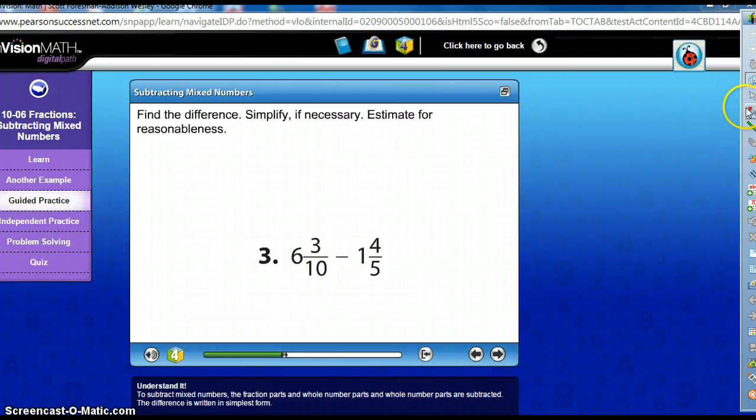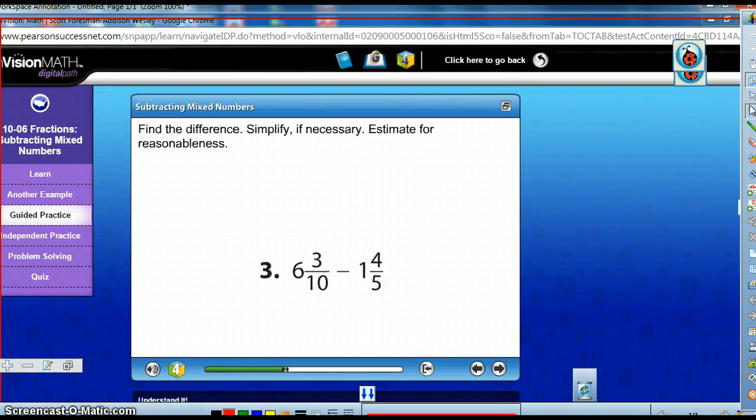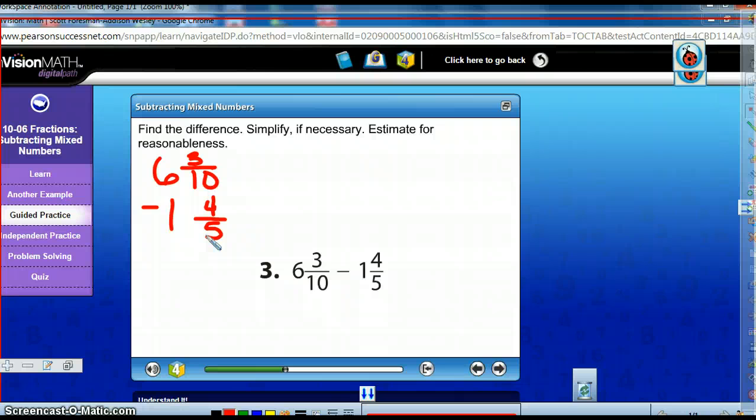I personally do not like it written across like this. I'm going to write it vertically rather than horizontally, so it's easier for me to work with. 6 and 3/10 minus 1 and 4/5. What is our common denominator going to be here? 10. We're not going to do anything with the top fraction because it's already in tenths.